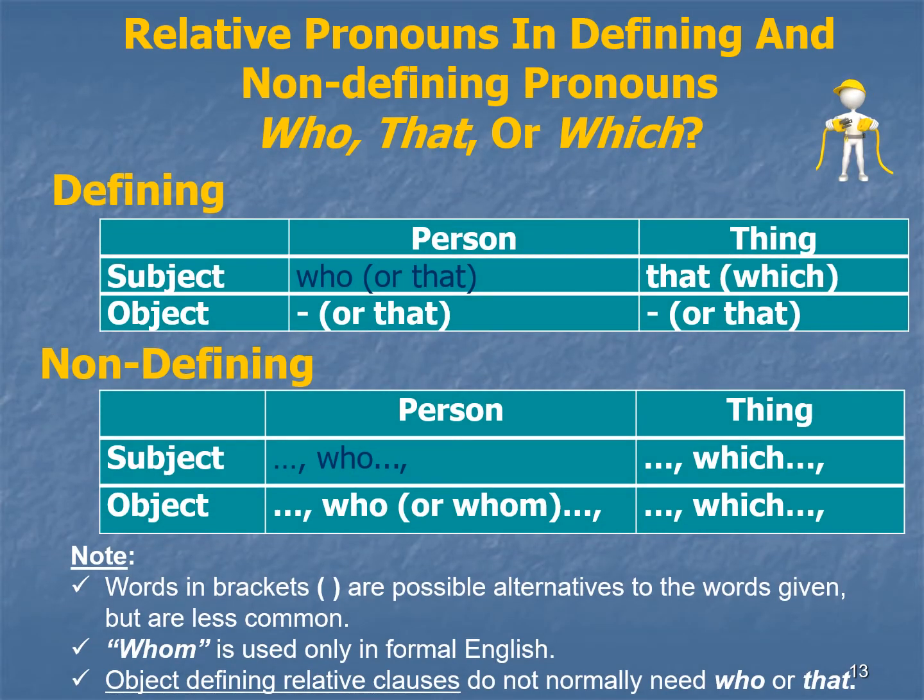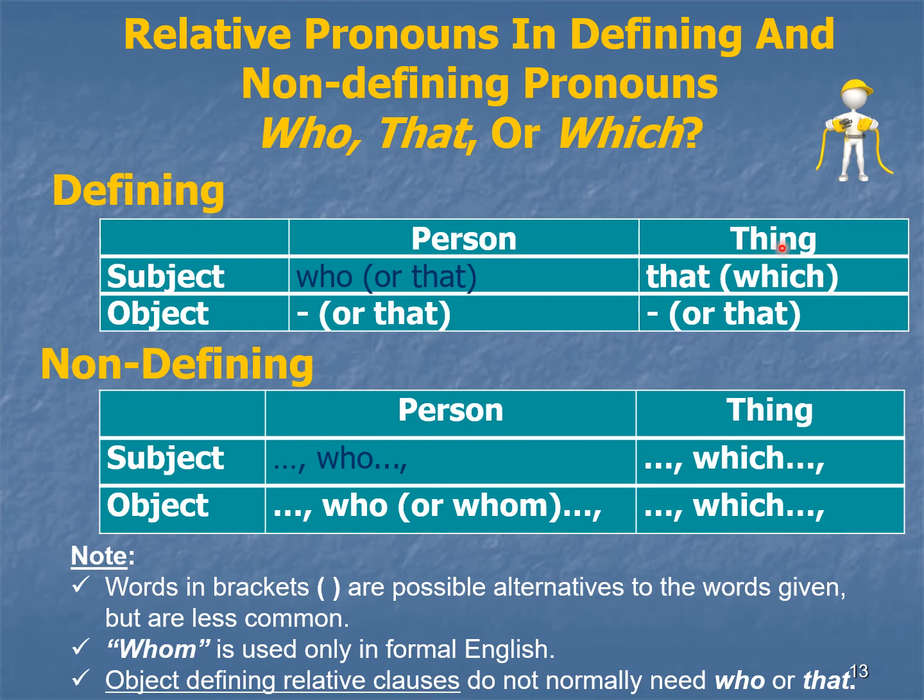Okay. To remind you of the relative pronouns in defining and non-defining relative clauses. So in subject, okay, if that clause acts as the subject of the whole sentence in here, for a person we can use who or that, that is okay, but for a thing we use that or which. All right. But for object, sometimes we can leave out who or that in here, we can leave it out, or use that, or nothing.